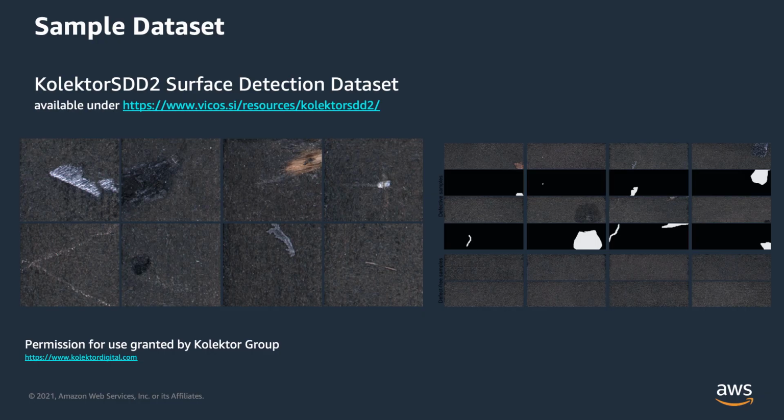For this example that we show today in the demonstration, we are using the Kolektor SDD2 surface defect detection dataset that provides a great example for how you can run defect detection on industrial parts. So in this case, this dataset comes with different types of surface defects that we can see here on the left side. And we are also provided with segmentation masks that we can use to train an image segmentation model. So let's jump to the Edge application to see this in action.